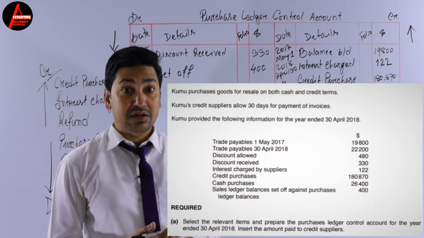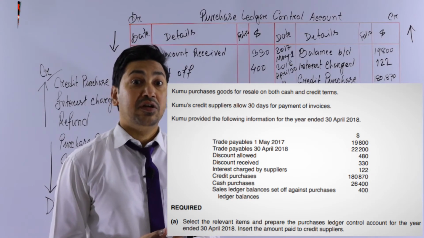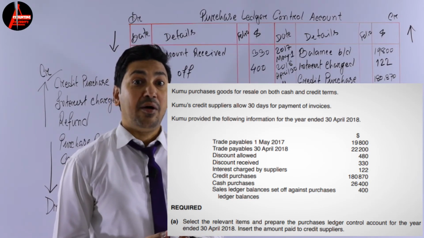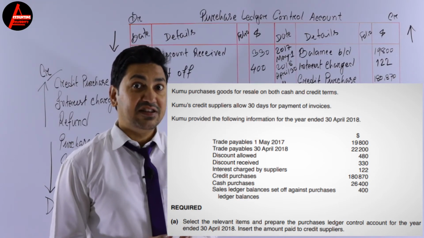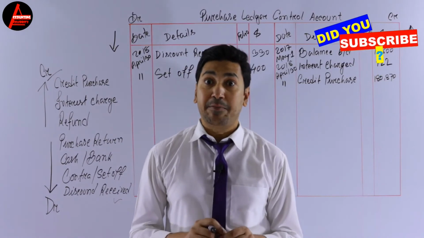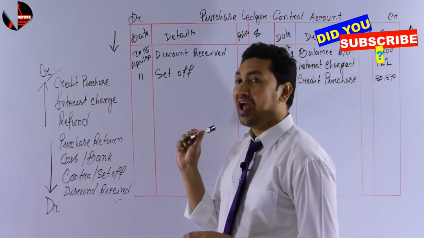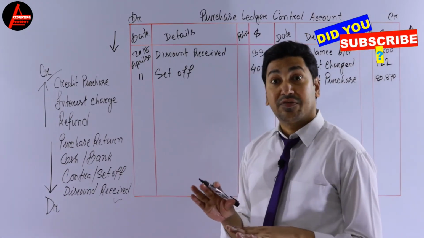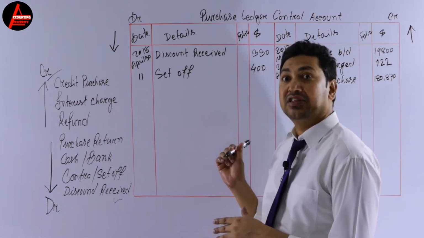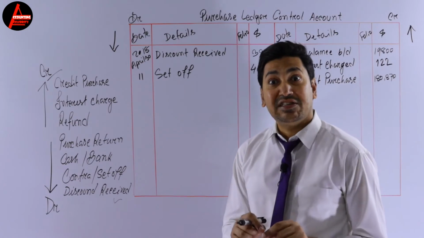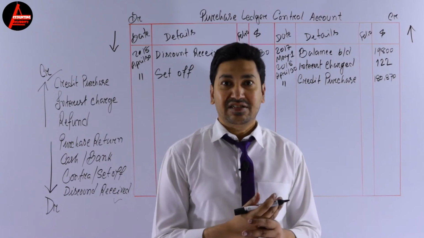Select the relevant terms and prepare the purchase ledger control account for the year ended 30 April 2018. Insert the amount paid to the credit supplier. Okay, so how much money you pay to the supplier, that amount you need to calculate by doing this control account. So this is very rare, okay, but most of the time you need to calculate the closing balance of this control account. But here in this question it is written to calculate the amount paid to the supplier.